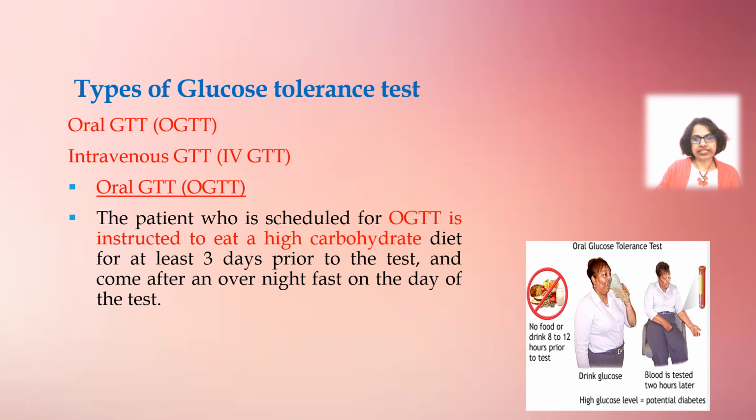The patient who is scheduled for OGTT is instructed to eat a high carbohydrate diet for at least 3 days prior to the test and come after an overnight fast on the day of the test. So we have to instruct the patient to have a high carbohydrate diet at least 3 days prior to the investigation, and the person has to come for the investigation after overnight fasting.